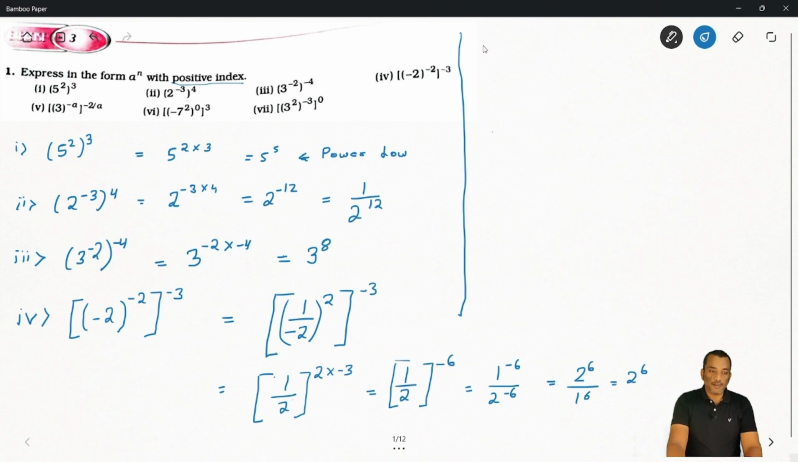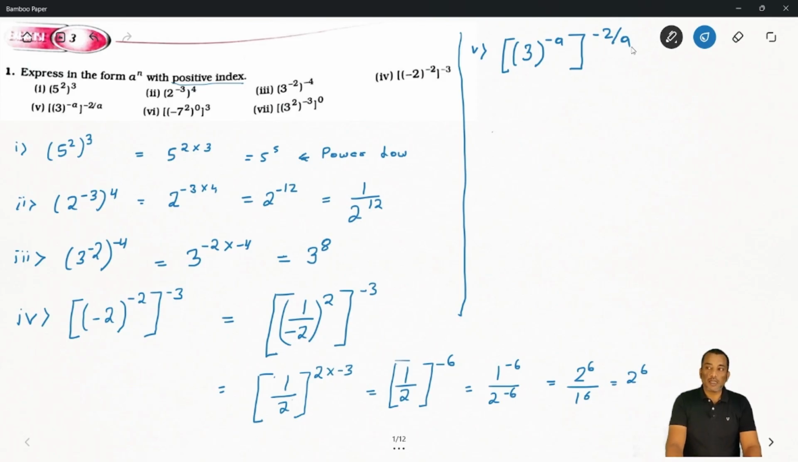So let's solve the question number 5th. Question number 5th, it is saying a square bracket, inside that one is a small bracket that is 3 minus a, and a square bracket close, that you have a -2 by a. So first preference BODMAS, we have to solve the big bracket, but inside a big bracket there is a small bracket. So first we have to solve the small bracket.